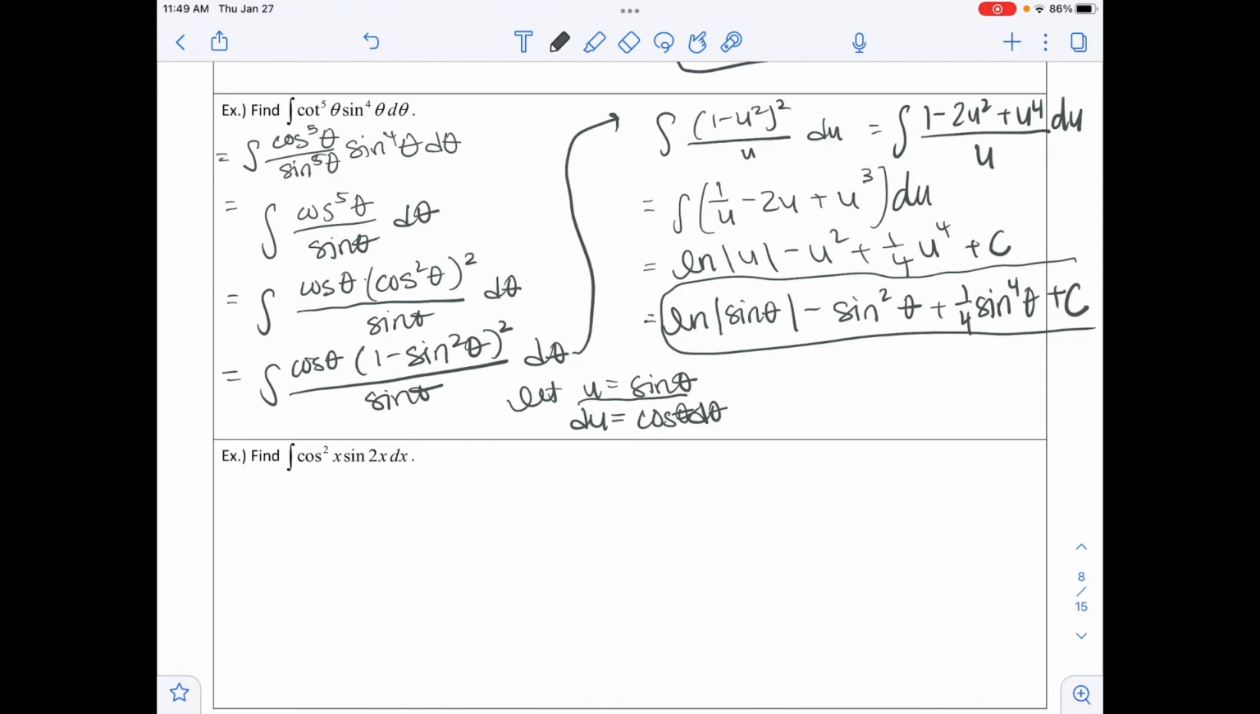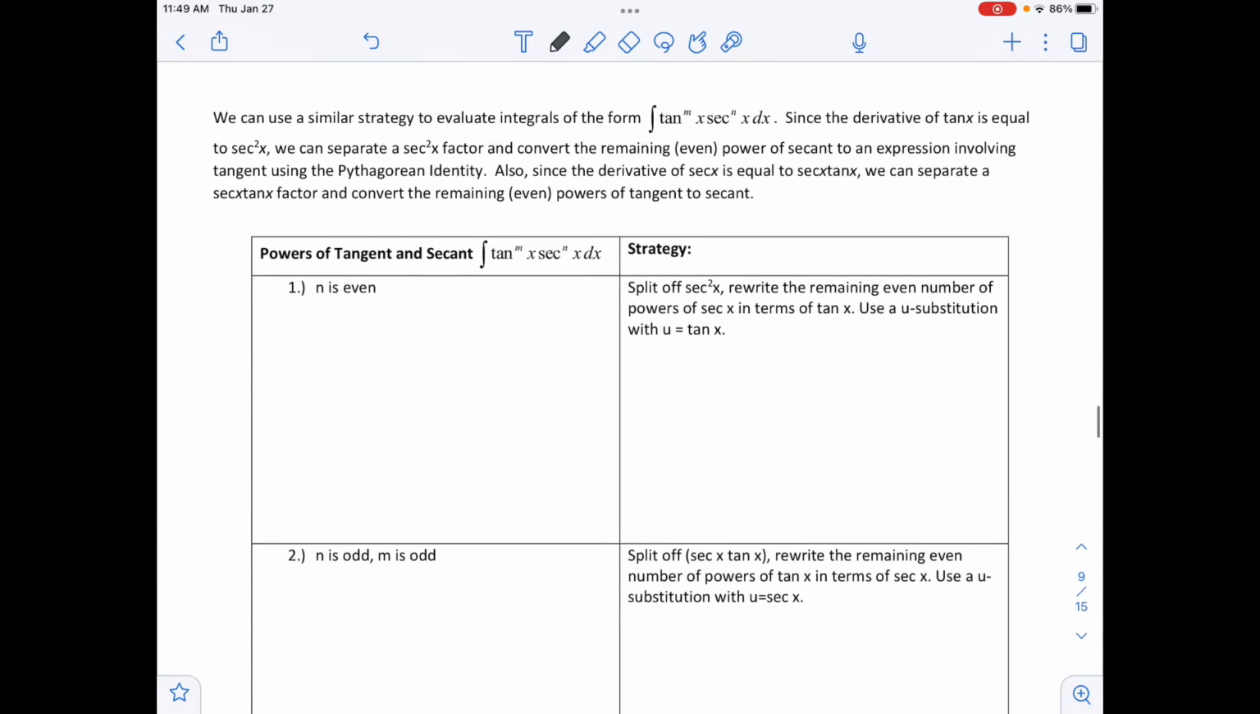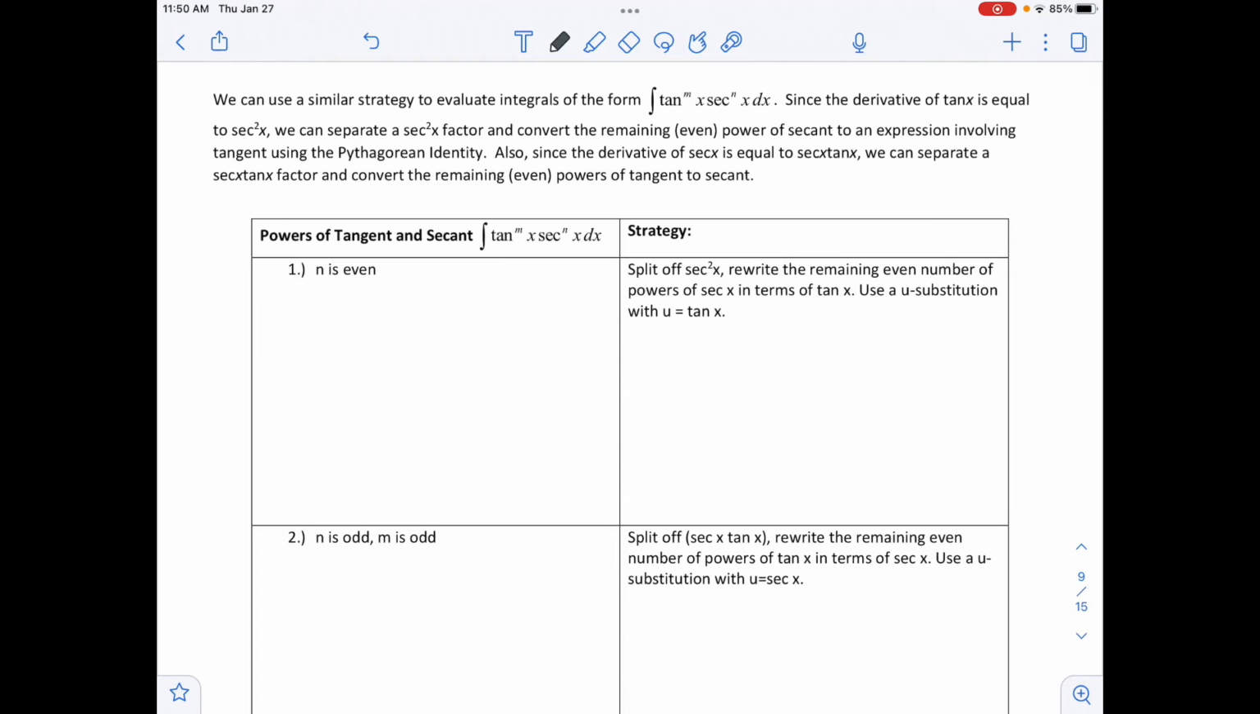There's another example at the bottom that I'm going to go ahead and circle, and we'll look at that one together in class. We can use a similar strategy to evaluate integrals of the form tangent to the nth power of x, secant to the nth power of x dx.